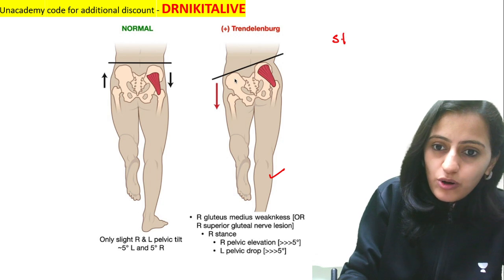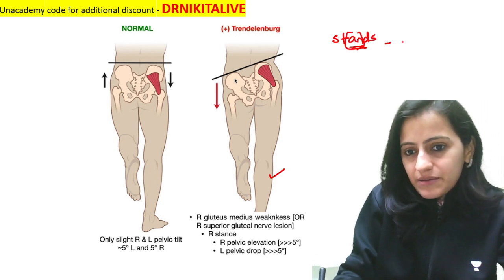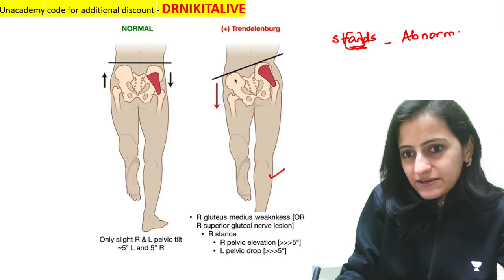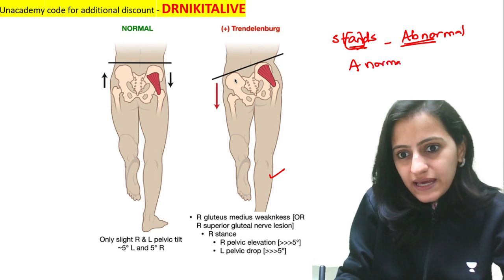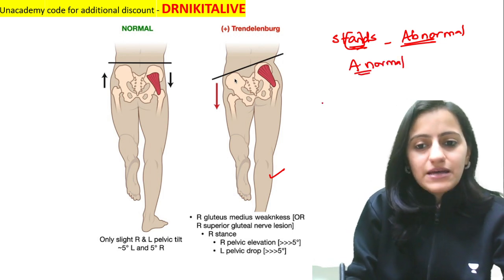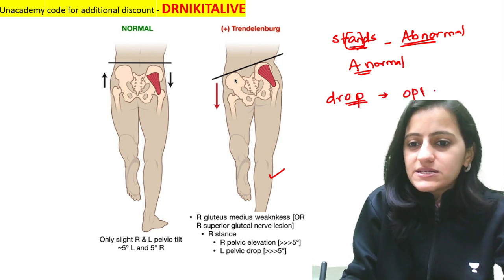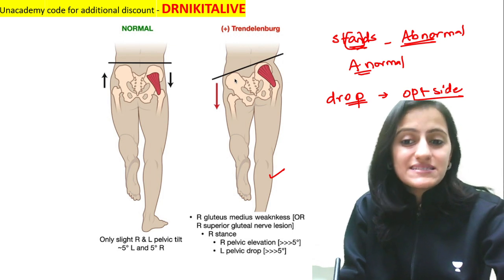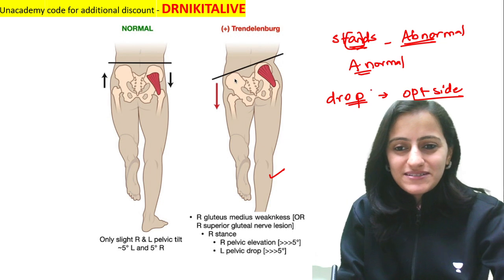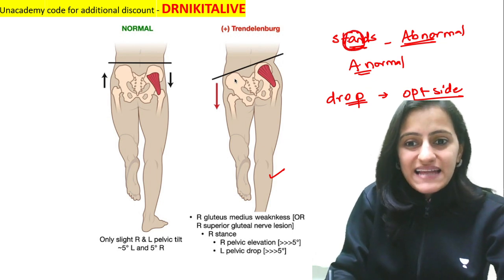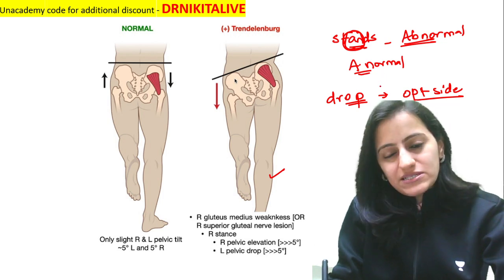So remember that on whichever side the patient stands, stance is AN. Remember, that is the abnormal side. So stance is abnormal. AN tells you the standing side is abnormal. What drops? Drops is OP, the opposite side drops. Now, this is the super amazing mnemonic basically to remember this Trendelenburg sign. So remember, standing side is abnormal and dropping is opposite side.